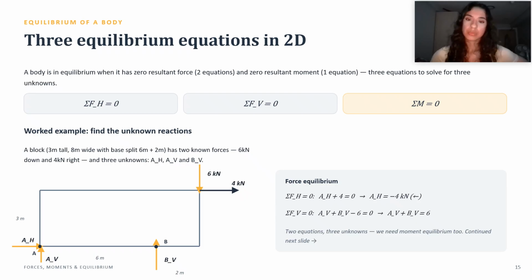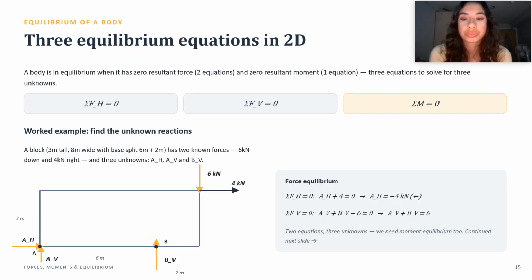Right, now we have this rectangular body. It's 3 meters long, 8 meters wide, and then there is a pivot B, which is 2 meters away from the end. So you got 6 meters between pivot A and B. Okay, we got the following unknowns: AH, which is the horizontal force going through pivot A, AV, so that's the vertical, and BV, the vertical force going through pivot B.